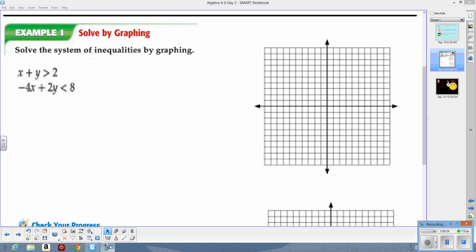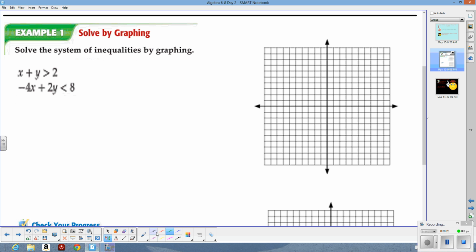So let's go ahead and start with the first inequality. x plus y is greater than 2. We want to move the x to the other side by subtracting x from both sides, or if you cross the line, you change the sign. So y is greater than negative x plus 2. So now let's go ahead and graph that inequality.